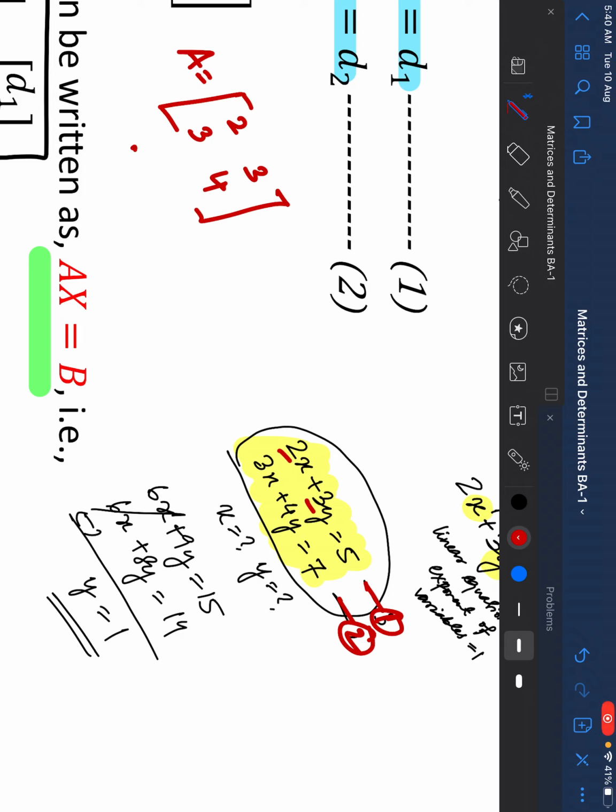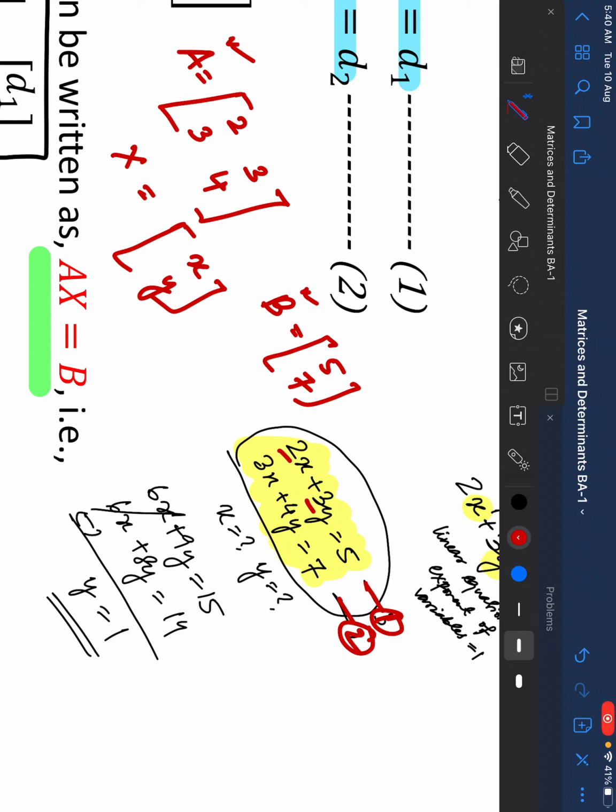Then the variable matrix will be x and y. They are the two variables. And the constant matrix will be 5 and 7. If you look at these three matrices, the values of A are given, the values of B are given, but the values of X are not given.